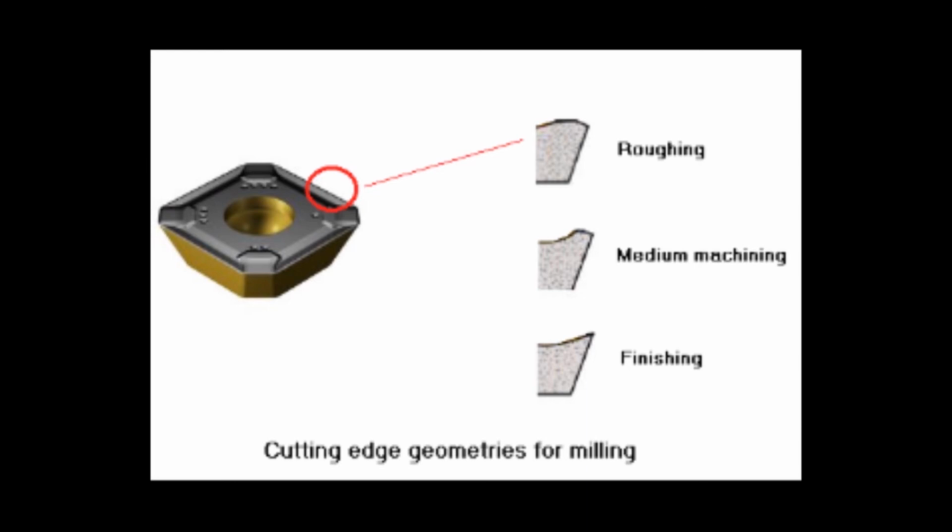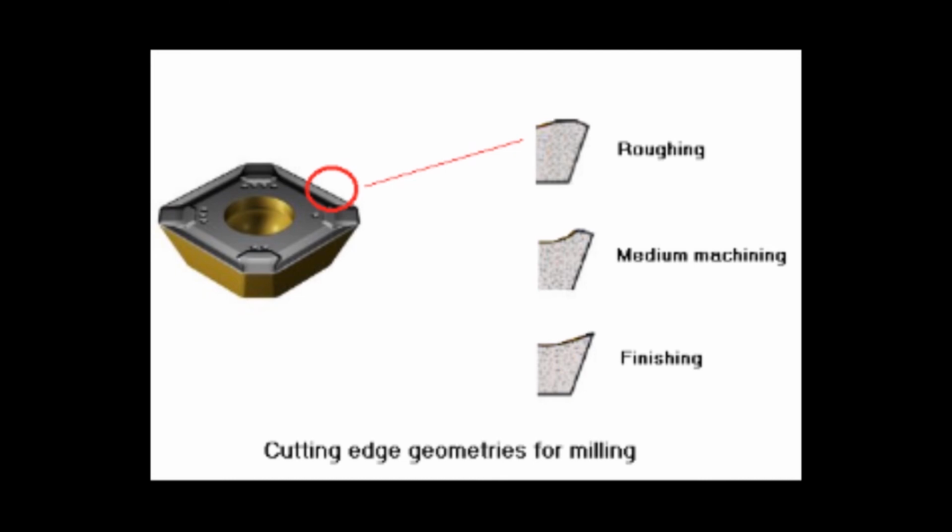This picture shows the edge geometry for various applications. You can see that the edge for roughing is blunt with a large cross-sectional area. This enables it to withstand the heavy cutting forces involved in roughing. This is like the axe cutting wood. Medium machining involves a smaller depth of cut and feed rate and smaller cutting forces. The insert for medium machining, the one in the middle, therefore has a smaller land and is sharper.